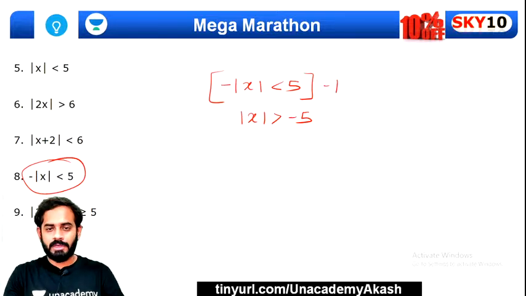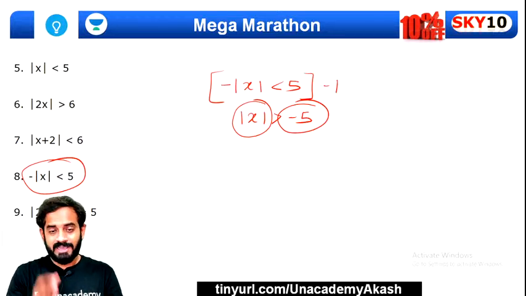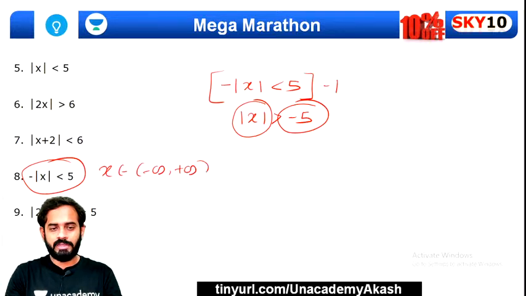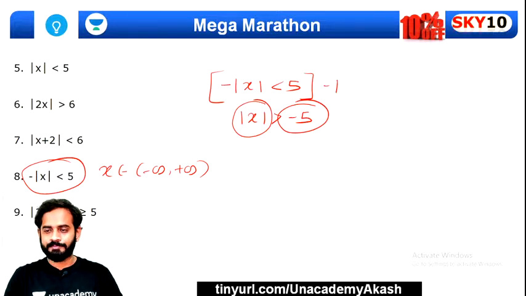Now, always remember, modulus function is always positive, right? You must be knowing this. Modulus function is always positive, and it will always be greater than -5 irrespective of the value you keep in the place of x. So whatever value you keep in the place of x, it will always be greater than -5, isn't it? So x belongs to -infinity to +infinity. Okay, so this will be the answer. I hope you understood this part.